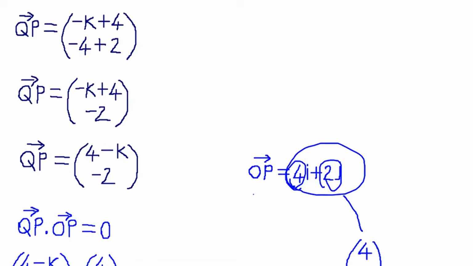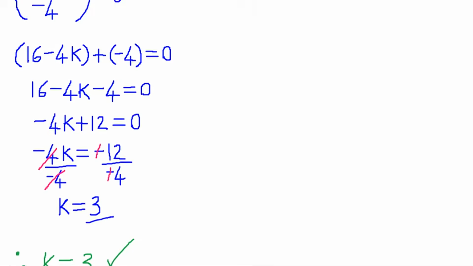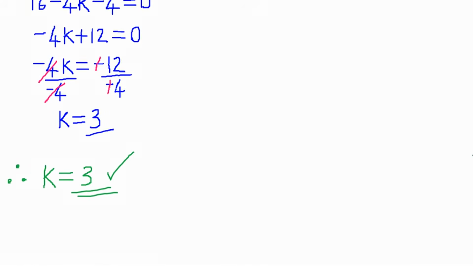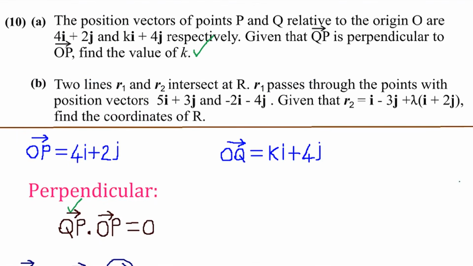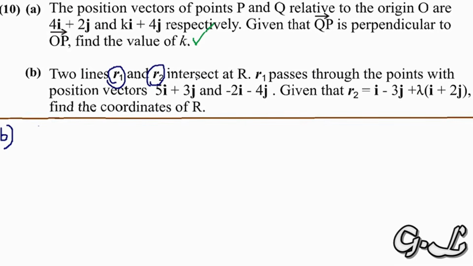So let's now go to another part of the question, which is part B. Part B wants us to find the point of intersection. That's one thing that you need to keep in mind. So we have two lines in part B. We have one line which is labeled as R1 and then another line which is labeled as R2. So now these two lines intersect at one point, which is the point R. That's one thing that you need to keep in mind. So these lines are intersecting at a point which is R.